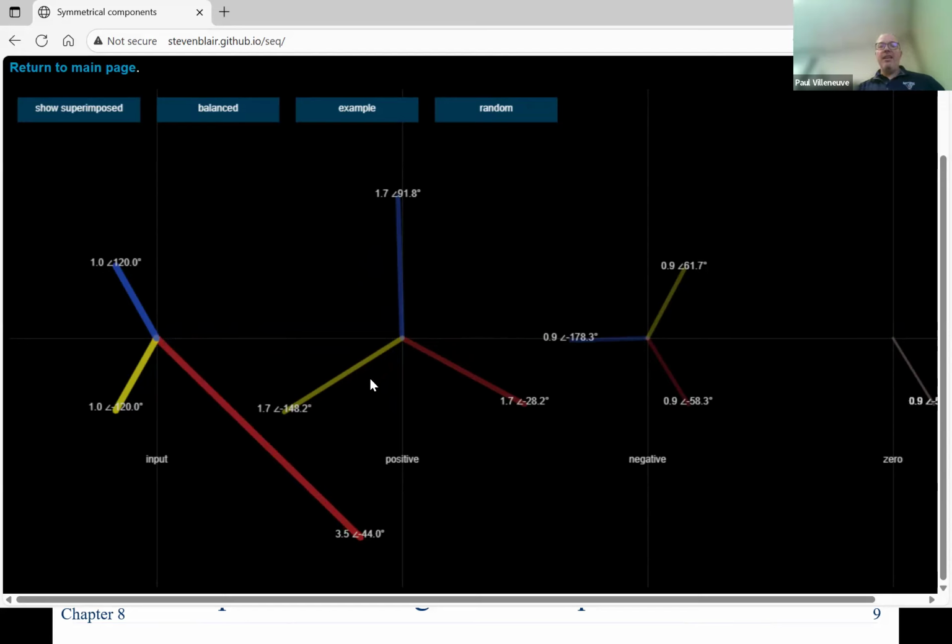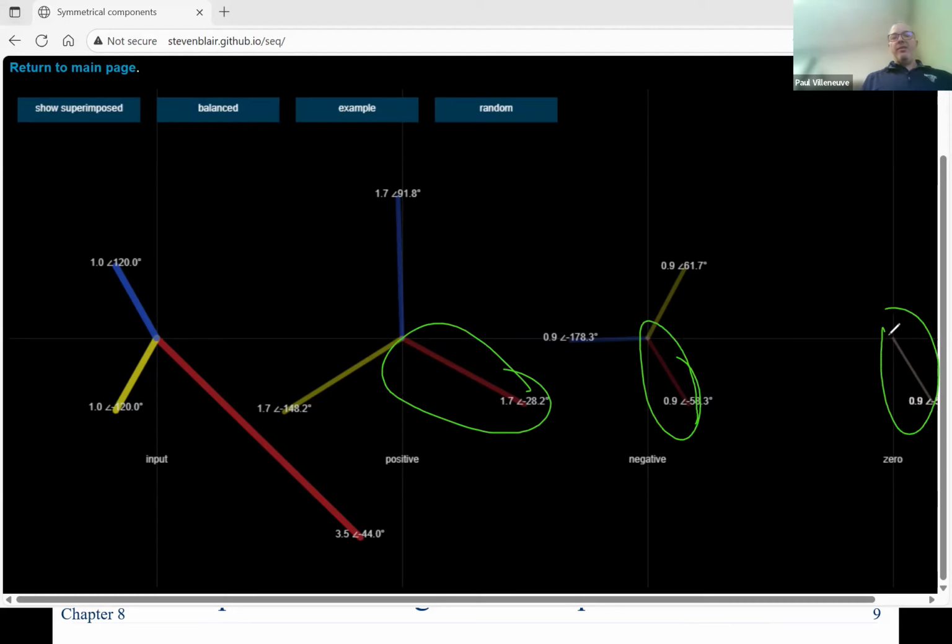But take a look at the addition here, right? You can see this is positive, negative, and 0. So if I add the positive sequence of the red, the negative sequence, and the 0 sequence, I am going to rebuild that original phasor. So let's take a look.